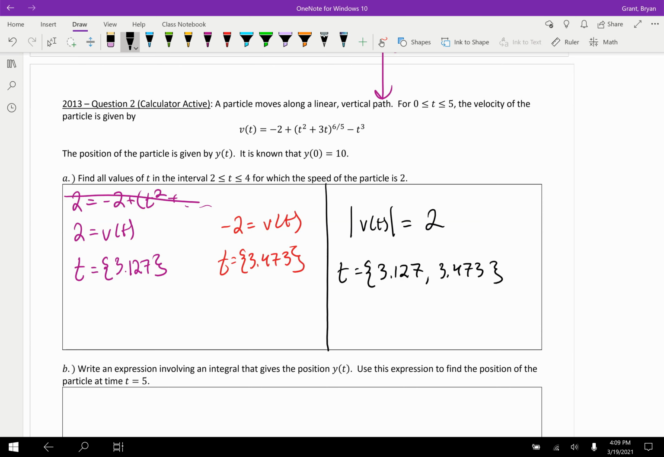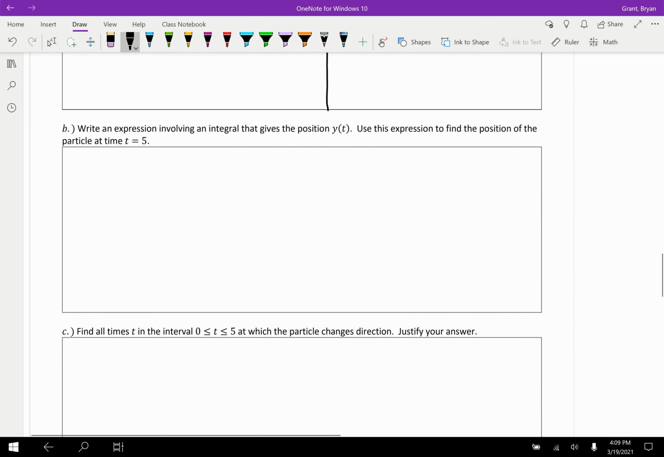Okay, part B. Write an expression involving an integral that gives the position y of t. Use this expression to find the position of the particle at time t equals 5. I think I'm actually going to work backwards here. I'm more comfortable finding positions at this point than I am writing equations. So let's start with that. I want to find the position at a time of 5. We know we have velocity. In order to turn velocity into position, we integrate.